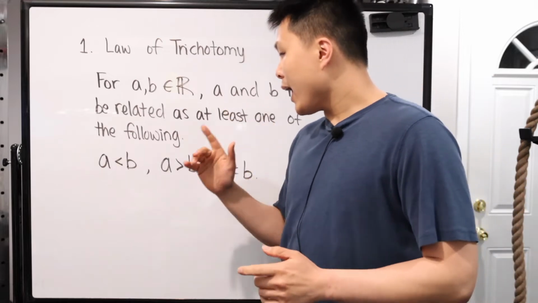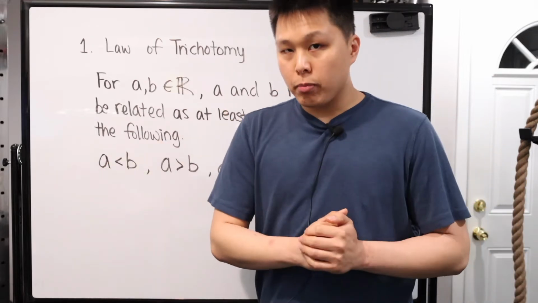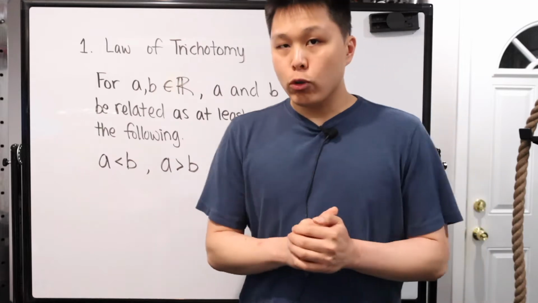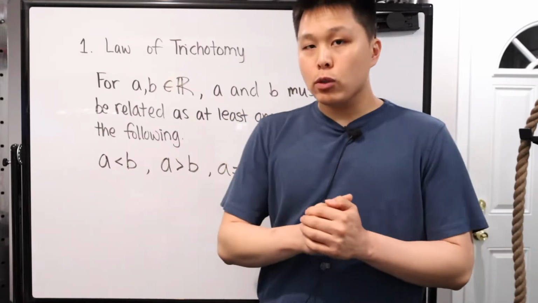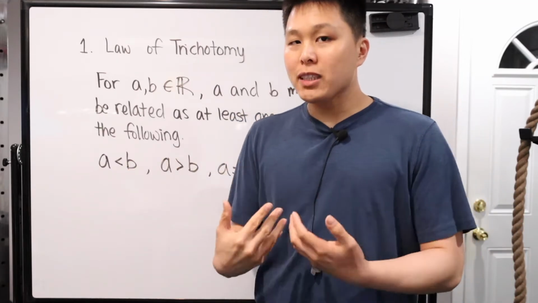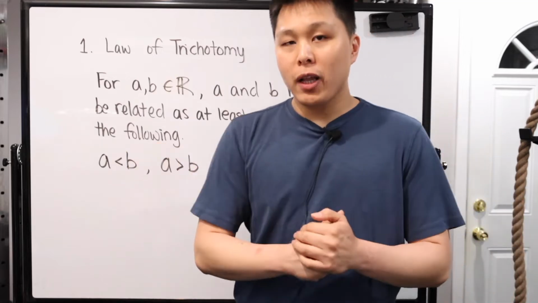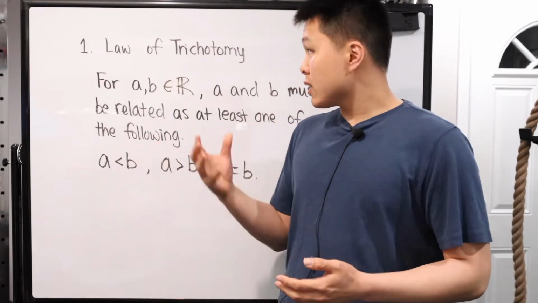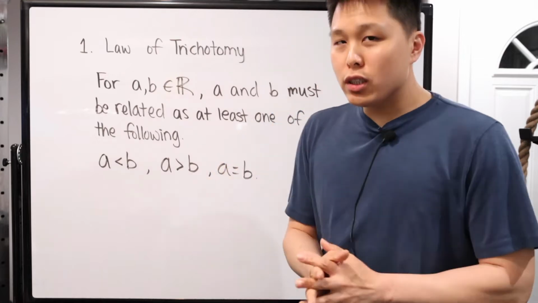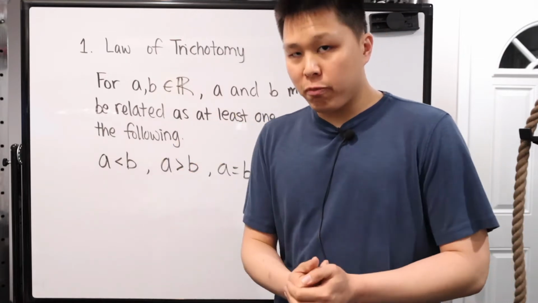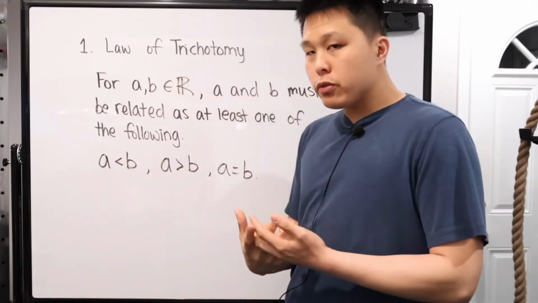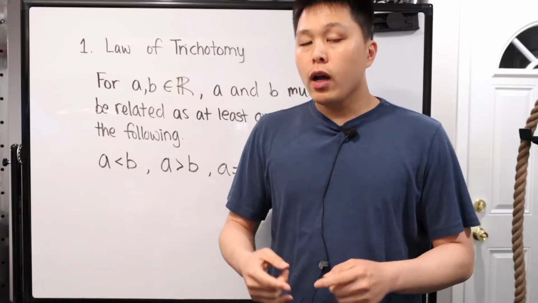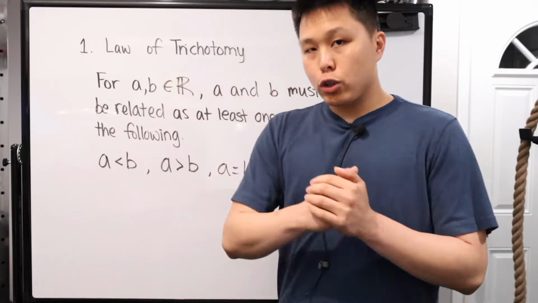So that means a is less than b, a is greater than b, or a is equal to b. It has to be at least one of these. There's not going to be a situation where none of these apply. Now, why is it important? Well, when I first encountered this law, it was actually used as a way of proving. When you prove something and you want to show that they're either greater than, less than, or equal to, you eliminate the other 2 possibilities.